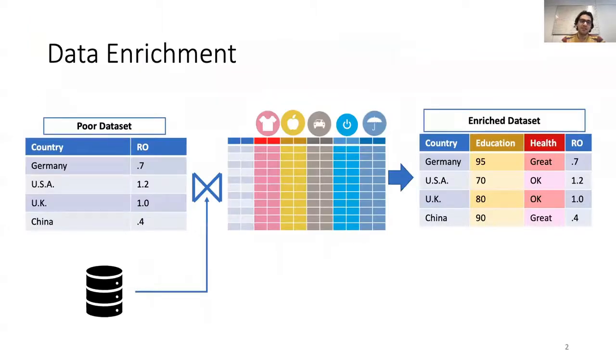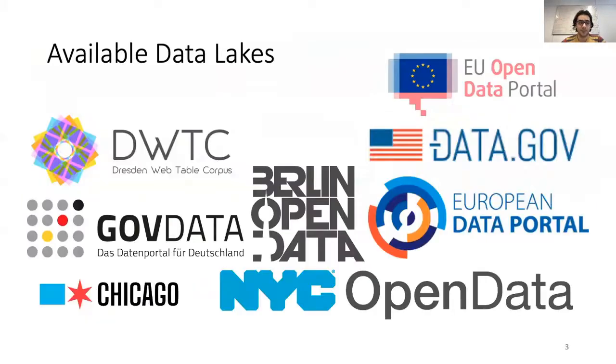Given an input data set with a limited number of informative features, a target column that represents a machine learning task, and a large corpus of tables, the goal of data enrichment is to enrich the input data set with the most informative features for a machine learning task.